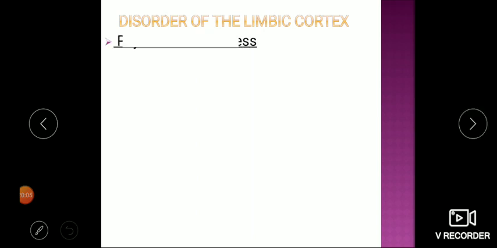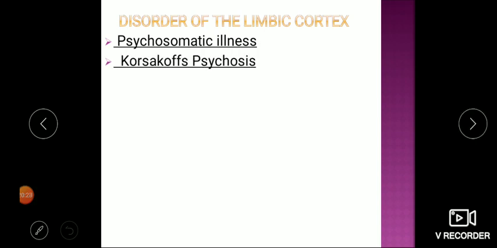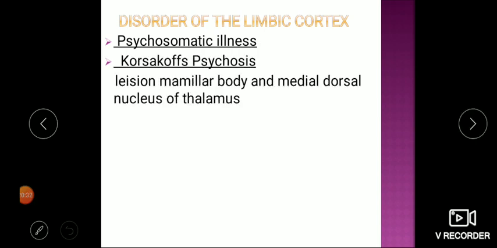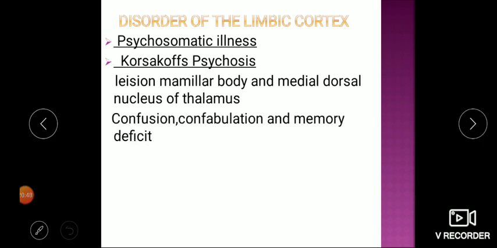Now the disorders, as I mentioned, first will be psychosomatic illnesses, which usually arise because the psychological responses of the body convert to somatic ones: rising blood pressure, hypertension, diabetes mellitus, and mental disturbances. But apart from that, there can be organic damage to different parts of the brain also. For example, Korsakoff psychosis is commonly due to lesions in the mammillary body and medial dorsal nucleus of the thalamus. This can be because of trauma, a tumor, infarction, or any external lesion. It leads to confusion, confabulation, and memory deficit.